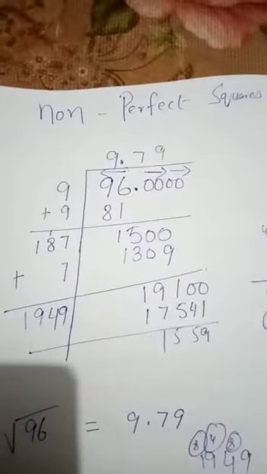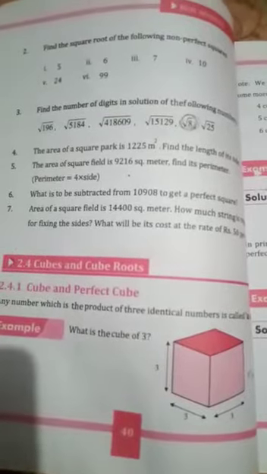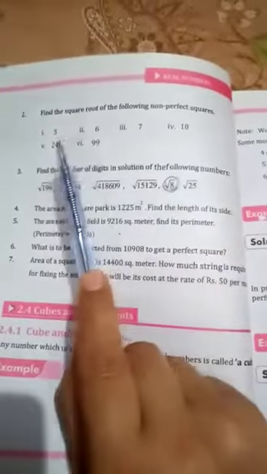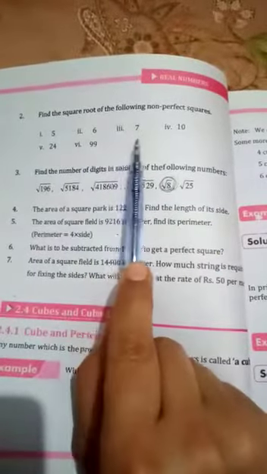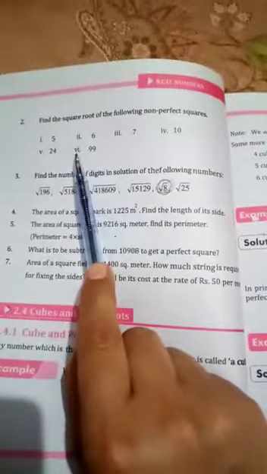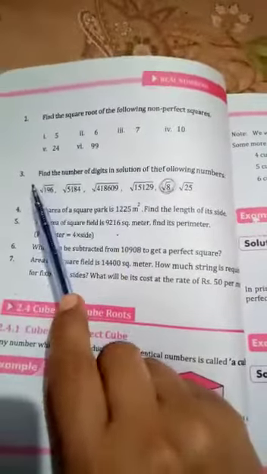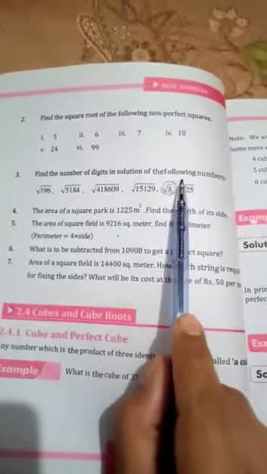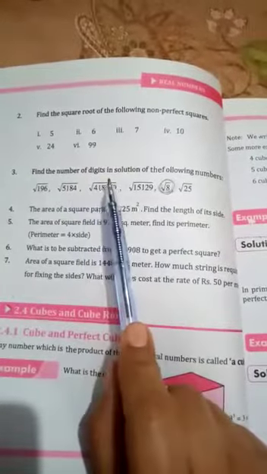Now, open your book to page 40. Question number 2: find the square root of the following non-perfect squares. I have these questions. You can do it at your home. Now, question number 3 is: find the number of digits in the square root of the following numbers. Number of digits in the solution. Now, what is this? Let's see.